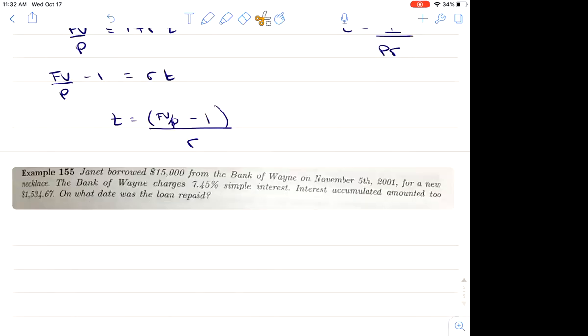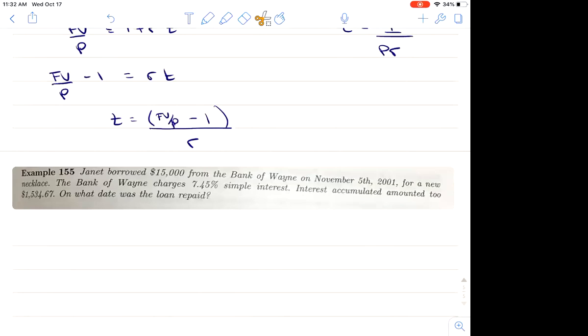Janet borrowed $15,000 from the Bank of Wayne, which is really funny because my parents have neighbors called Janice and Wayne, so it's really close. And once they've had a few, they call themselves Wayne and Jamie. Anyways, so I think this question is pretty funny for that reason and only that reason.